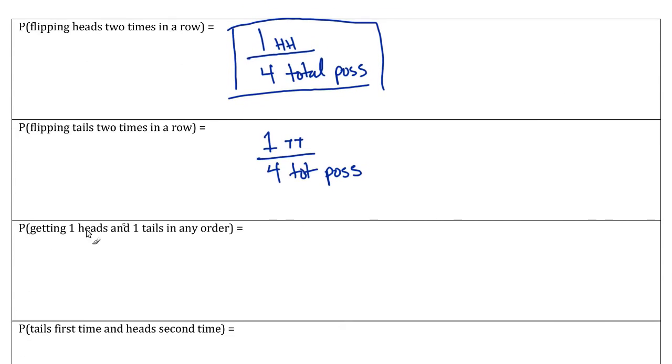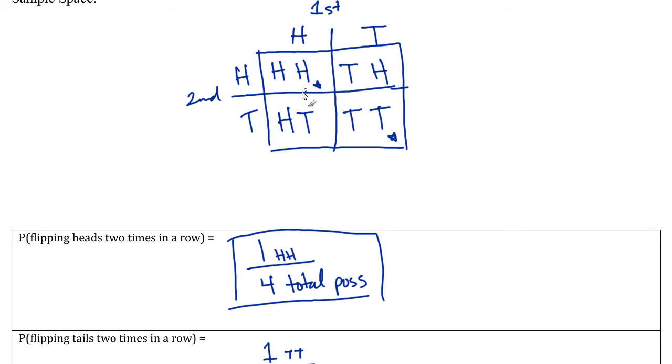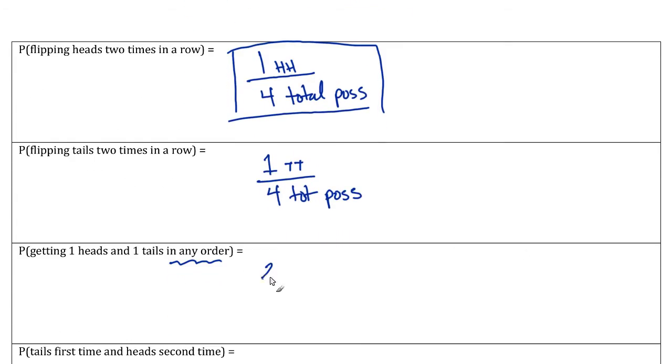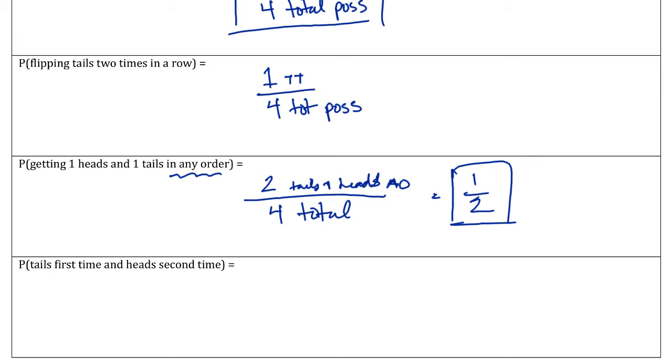All right. What's the probability of getting 1 heads and 1 tails in any order? So a heads and a tails. There's a tails and a heads and a heads and tails in any order. So these two right here. So we have 2 tails and heads in any order out of 4 total possibilities, which is a 1 out of 2 chance.